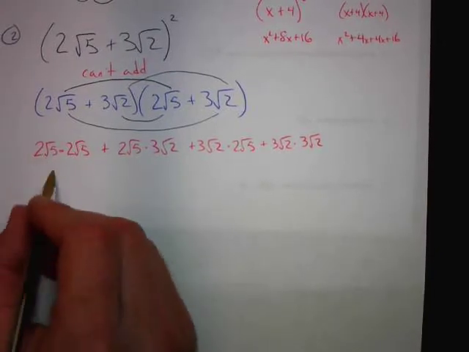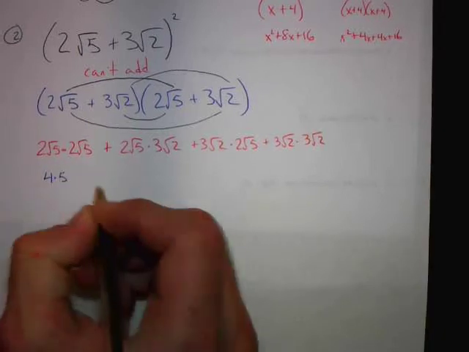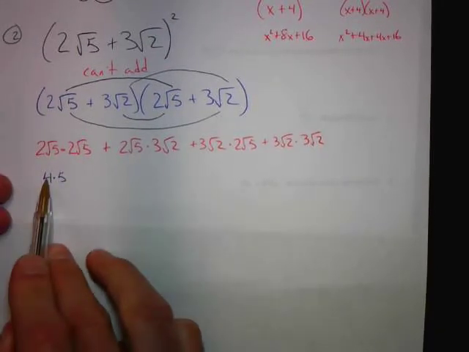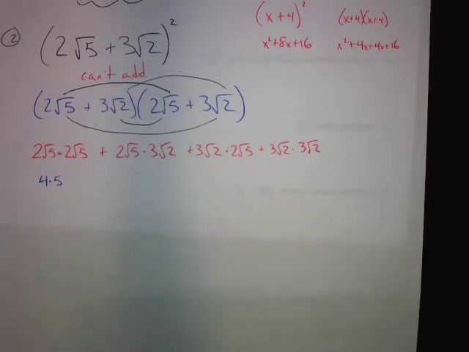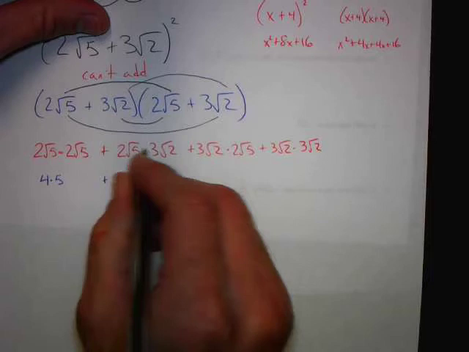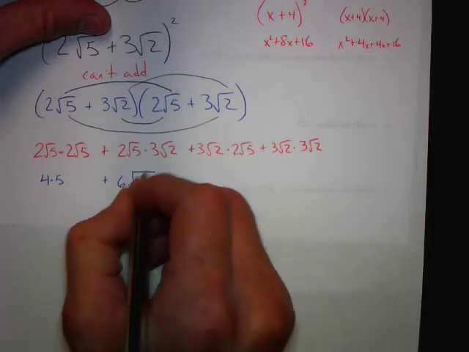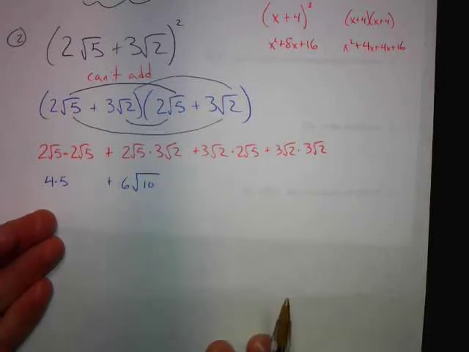So what's 2 root 5 times 2 root 5? Do you know? It's 4 times 5, right? 2 times 2 is 4. Root 5 times root 5 is 5. So you have to be careful with your symbols. You really have to be aware and careful with your symbols. And then we go to the second thing. 2 times 3 is 6. 6 times the square root of 5 times 2 is 10. So hopefully you see what properties we're using.